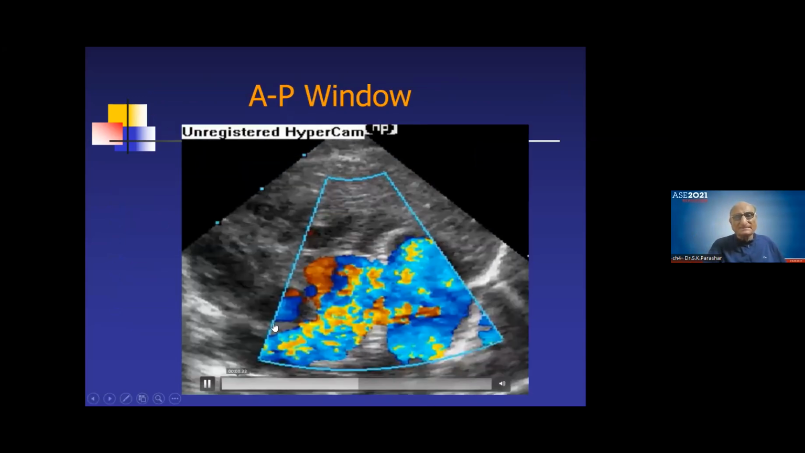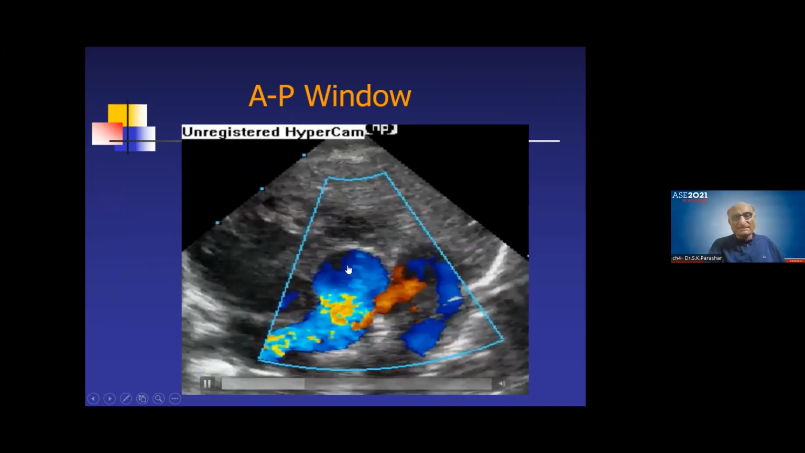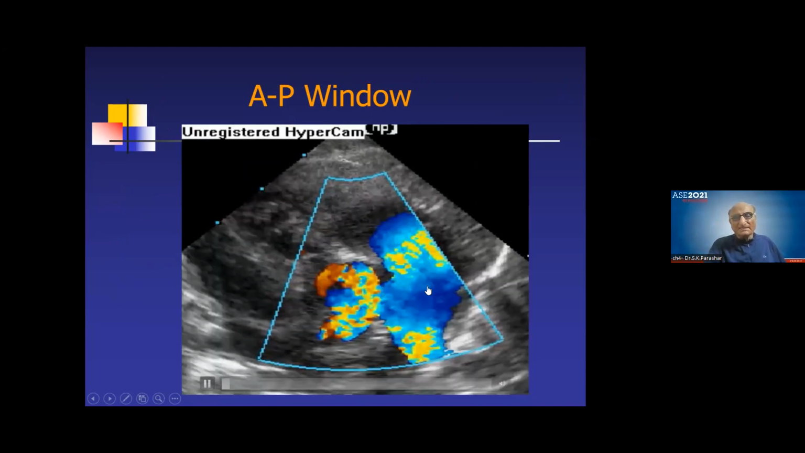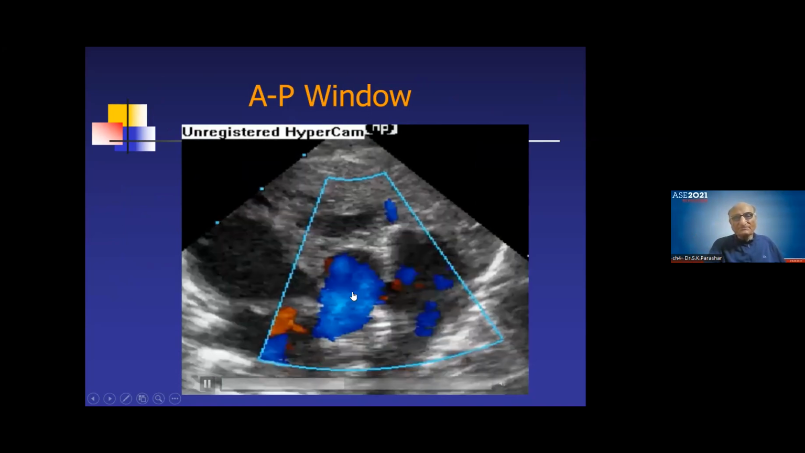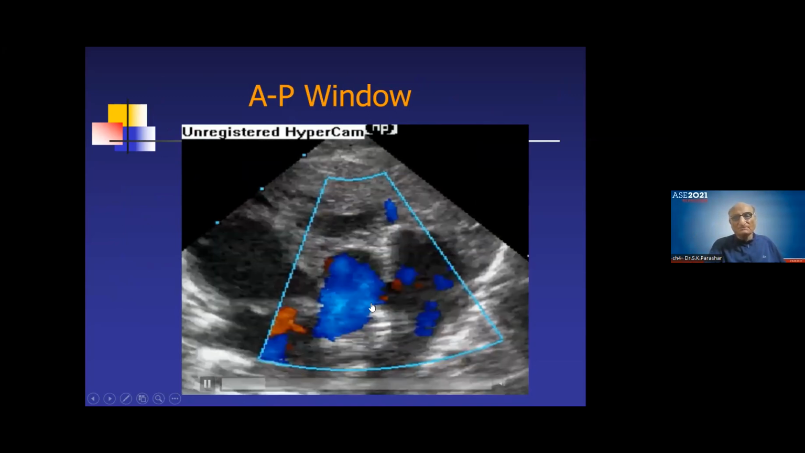Somebody gave me this slide, that you see sometimes. This is the short axis view, this is the aorta, this is the pulmonary artery, and there is an aortopulmonary window. You see there is a communication between the two here.